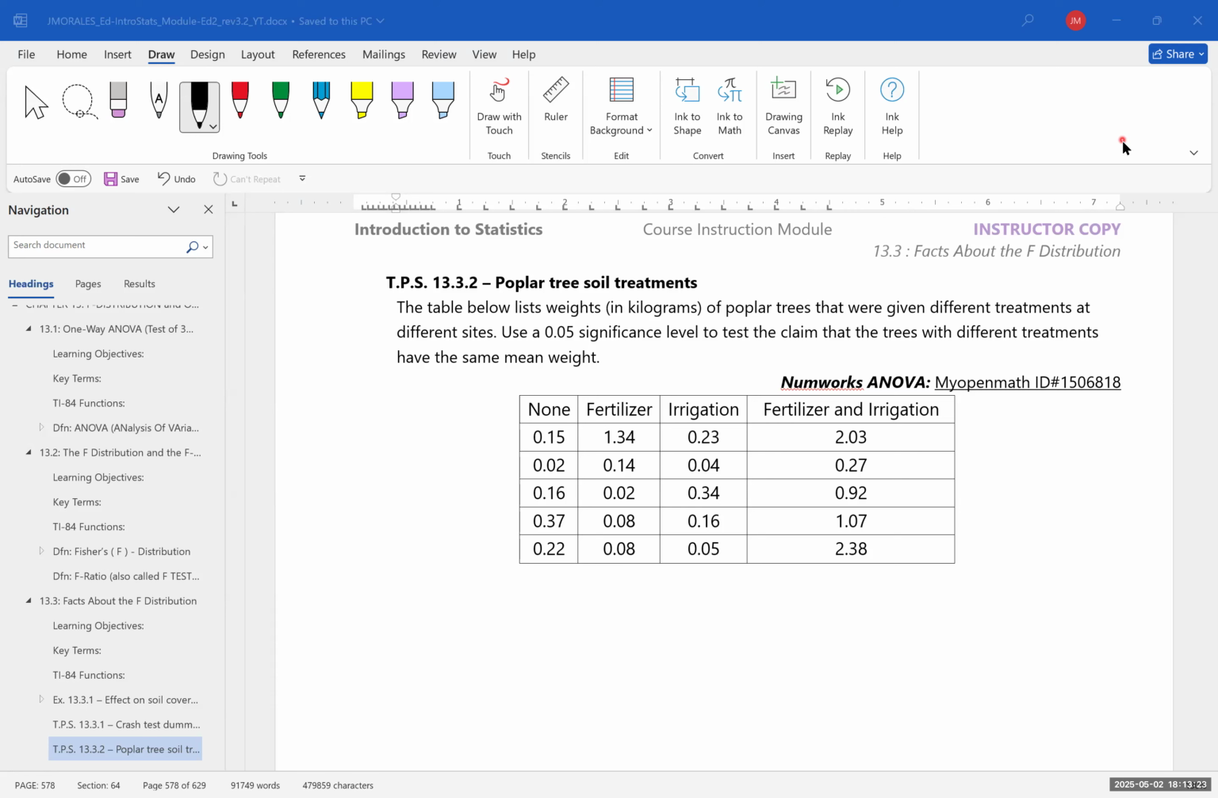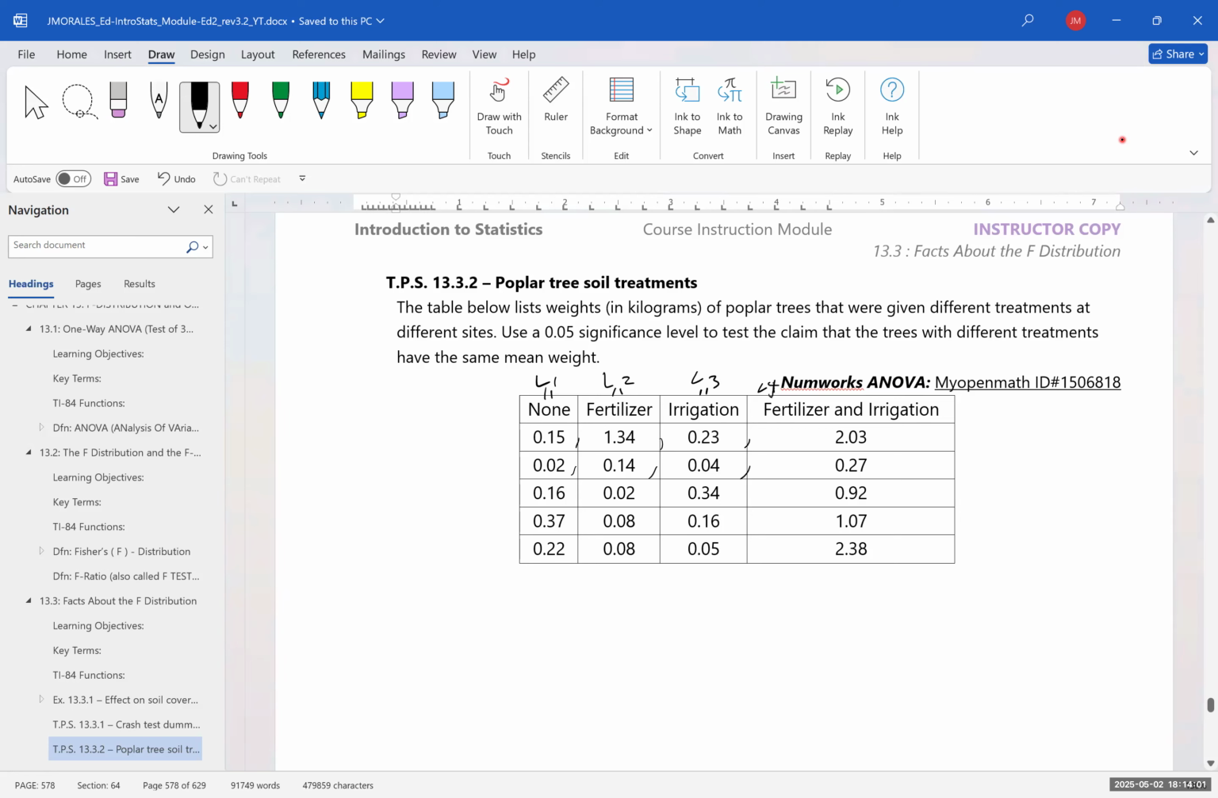All right, so we've got this table of data. This is organized in a more calculator friendly manner because now you can just enter list one, list two, list three, and list four. And with the NumWorks, if you're using MyOpenMath, you can just enter these values separated by commas: carriage return, value, comma, value, comma, value, comma, carriage return, and so on.